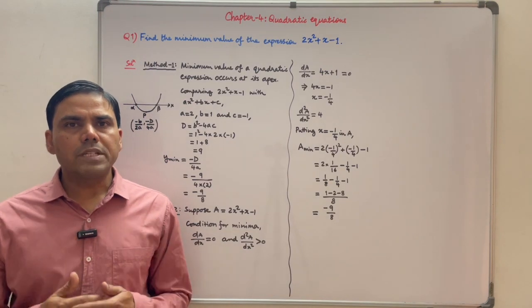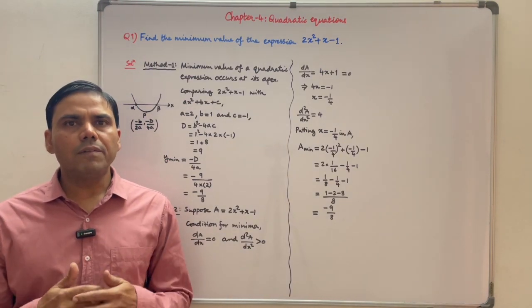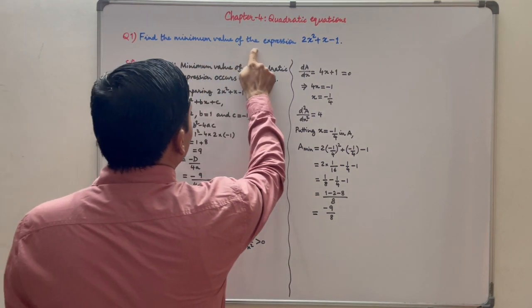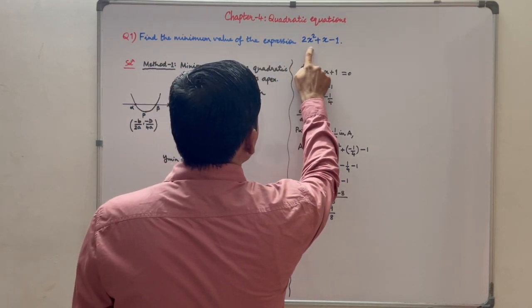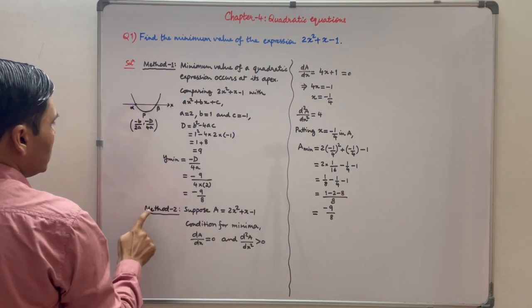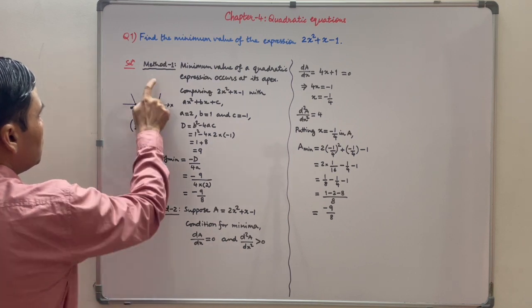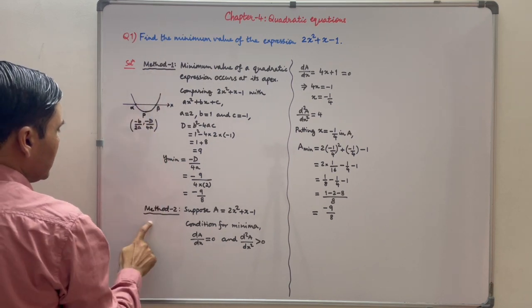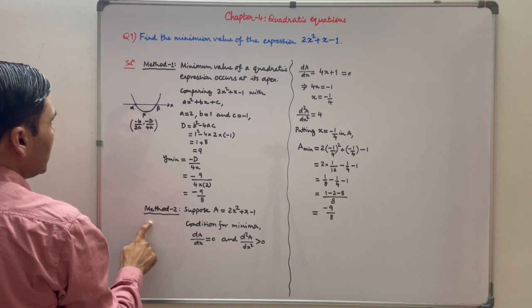Let us solve 4 questions based on what we have learned so far. First question, find the minimum value of the expression 2x square plus x minus 1. There are two methods to solve this question. First method is related to quadratic expressions and second method is related to maxima and minima.